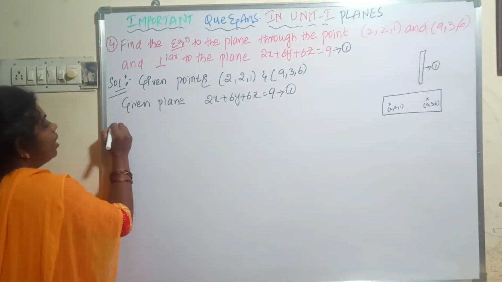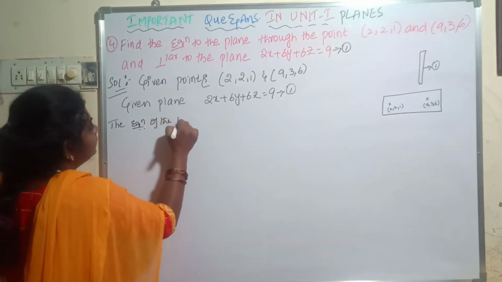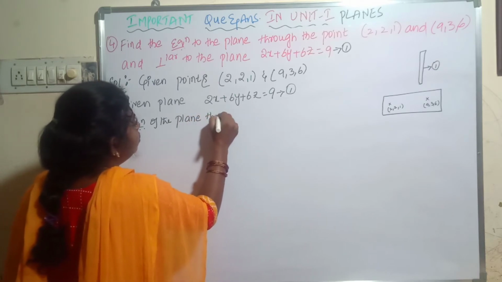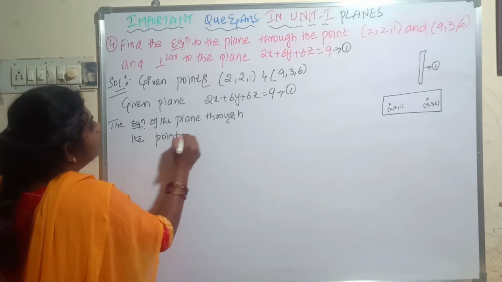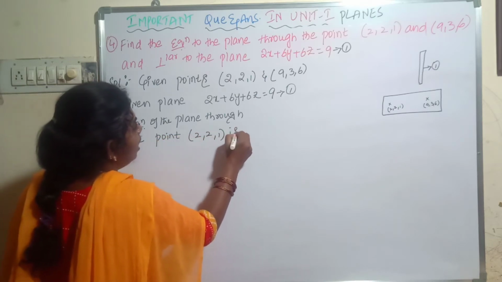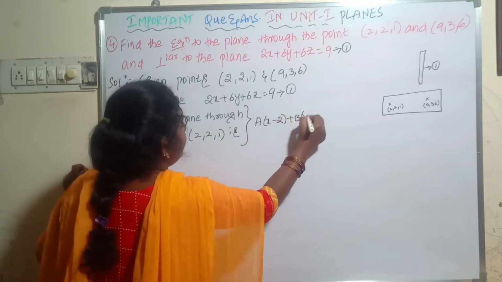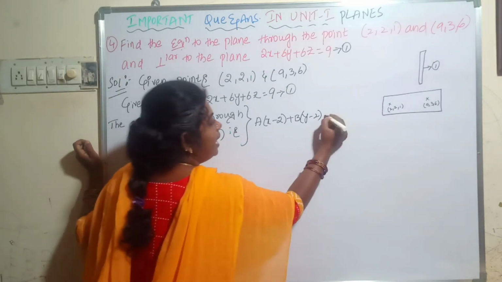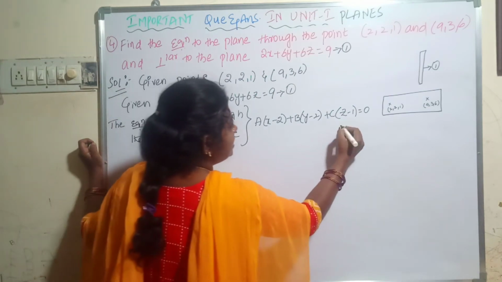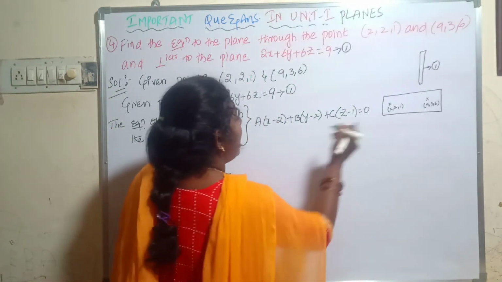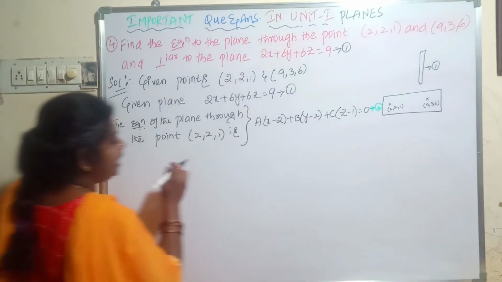So the equation of the plane through the point (2, 2, 1) is a into (x minus 2) plus b into (y minus 2) plus c into (z minus 1) is equal to 0. Treat this equation as the second equation.